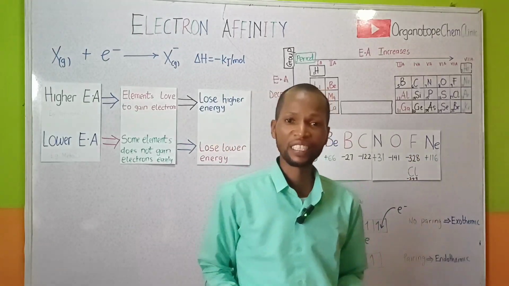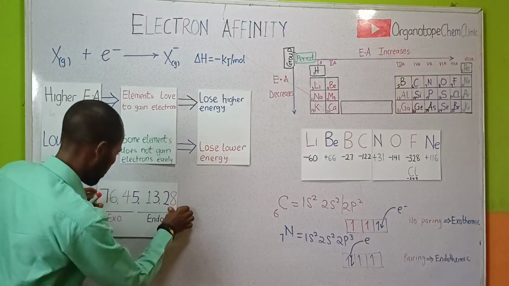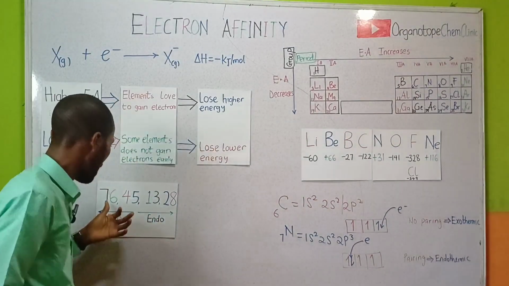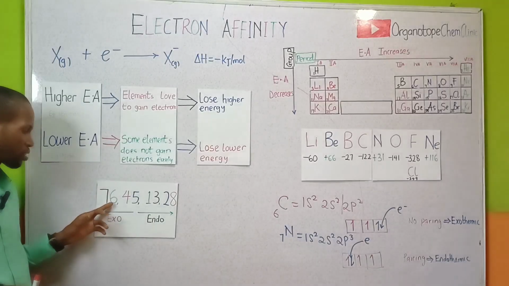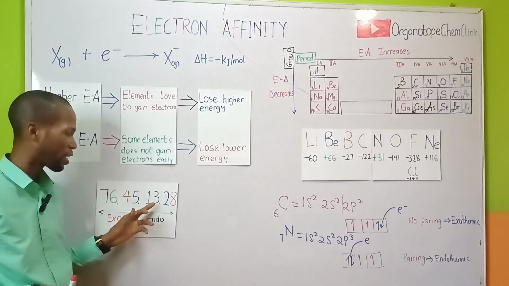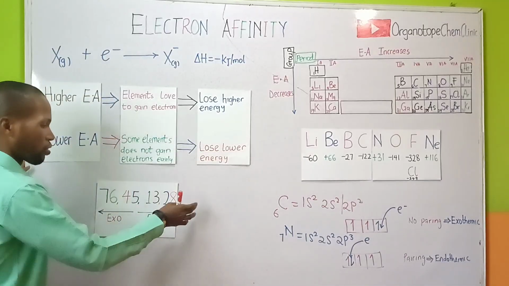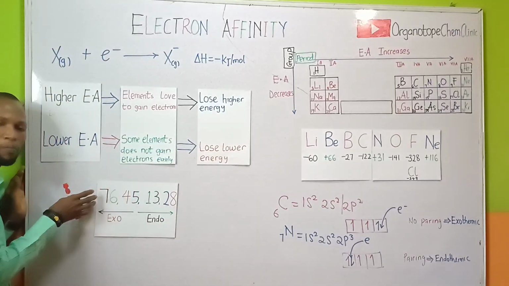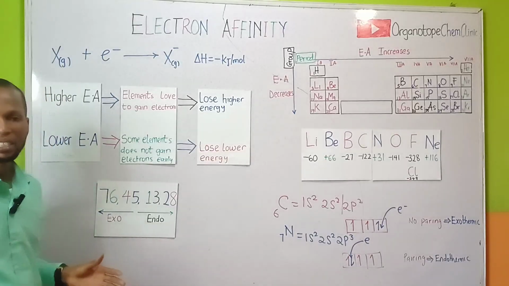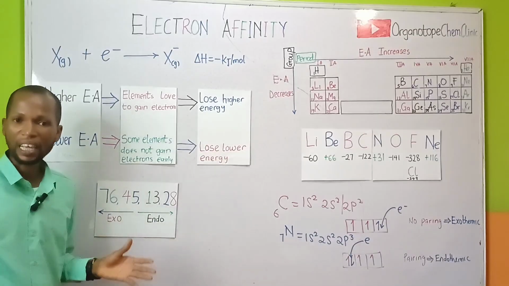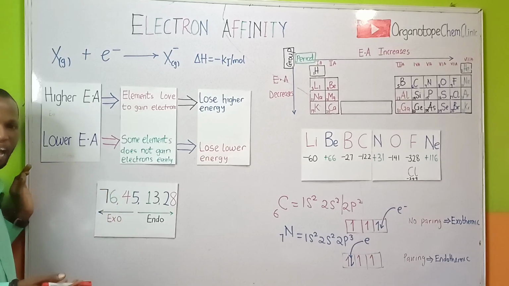I have another exam tip for you, so look closely at this. The numbers right here indicate the groups of elements. We have group 7, 6, 4, 5, 1, 3, 2, 8. So when we move from right to left according to the numbers right here, the electron affinity tends to increase. That is, elements in group 7 exhibit the highest electron affinity.